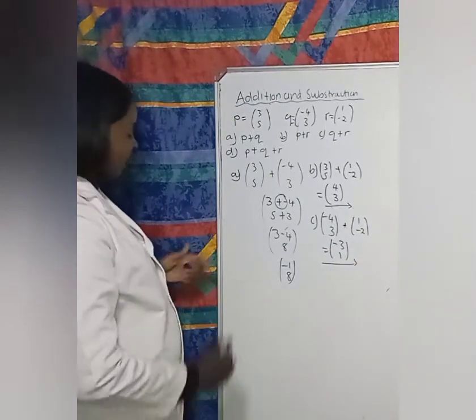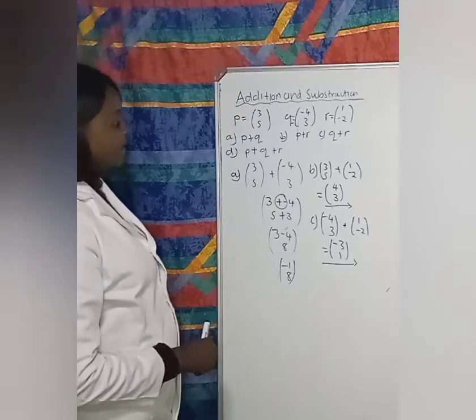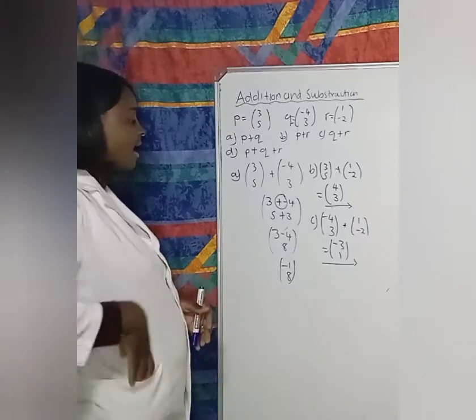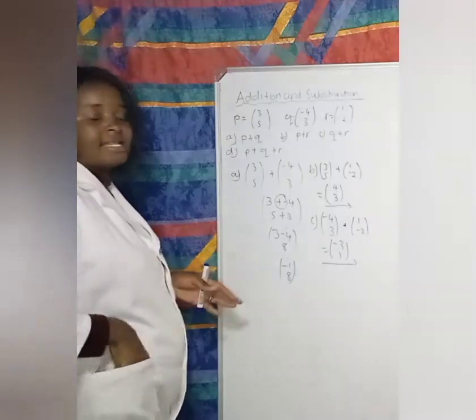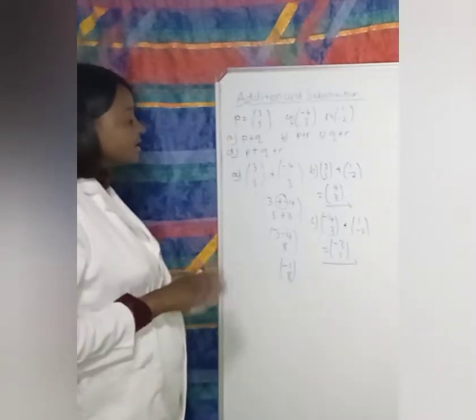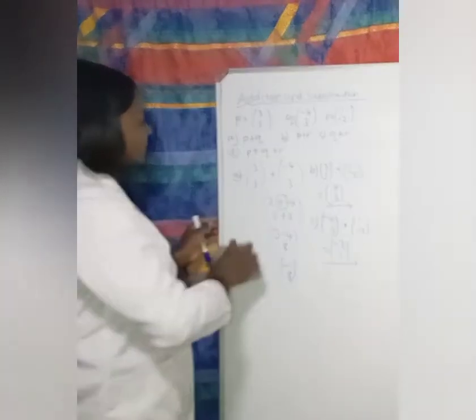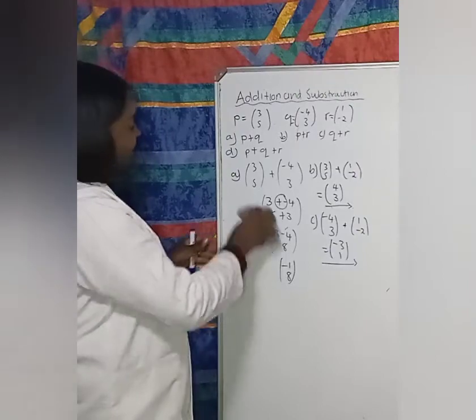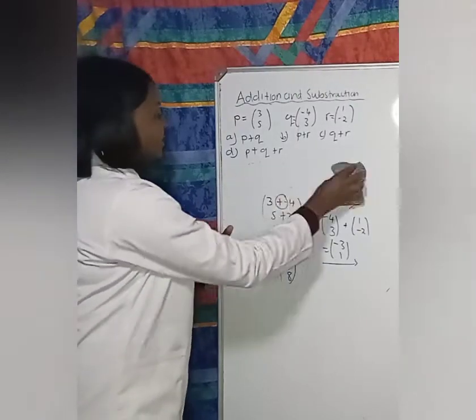Then the last one, I'll have to create space. P plus Q plus R. It's very easy. Just like how we're adding our matrices, we're adding according to their positions, right? So for the last one, let me erase to create space.